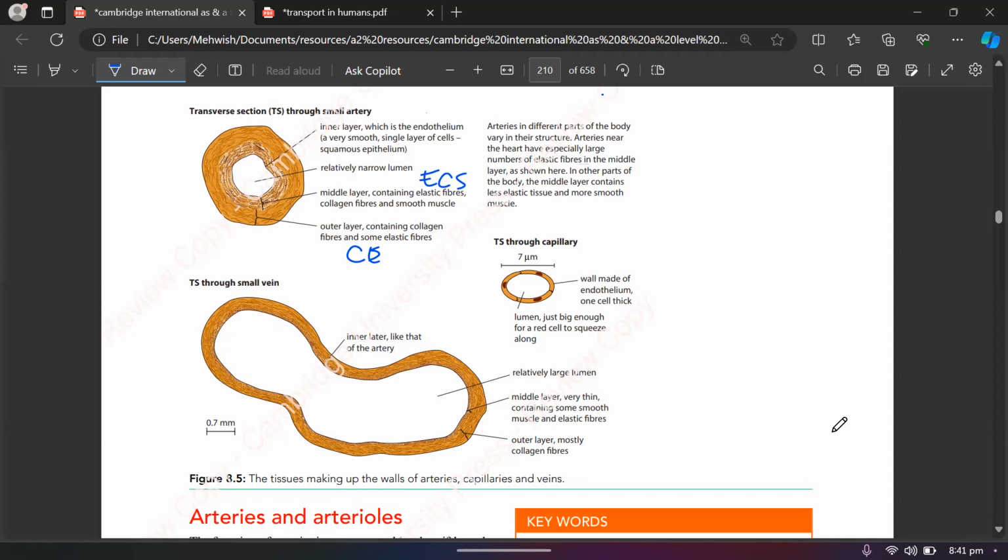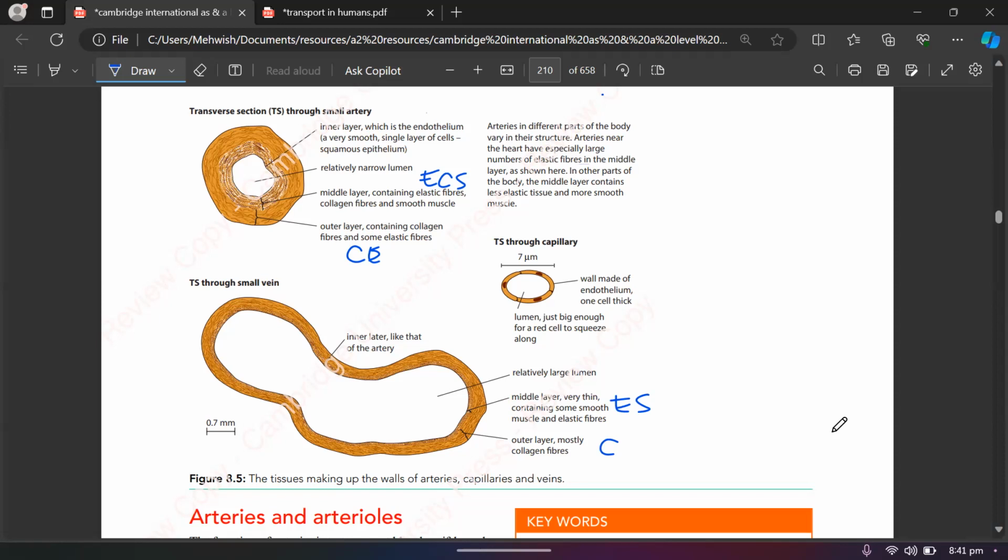And the veins have a broader lumen. They have thin muscular walls. They have elastic fibers and smooth muscles in the middle layer only, and only the collagen fibers in the outermost. Means both of the linings have ECS, but the E and S are present in the middle layer, and C is only present in the outermost lining, right? So this is the comparison between an artery and a vein.